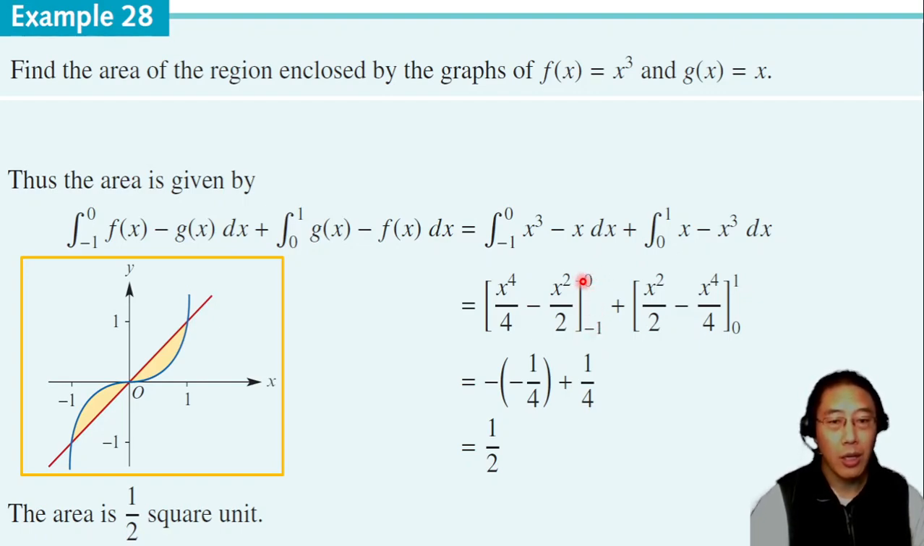Upper boundary, that gives you 0 minus, you substitute -1 into here, that gives you your -1 over 4. Here you substitute 1, that gives you a quarter, and minus, you substitute 0, that gives you 0. So the left hand side is a quarter, the right hand side is a quarter. Visually you can see the function has a symmetry, so the area over here should be the same as that one, and that gives you 1/2 square units.